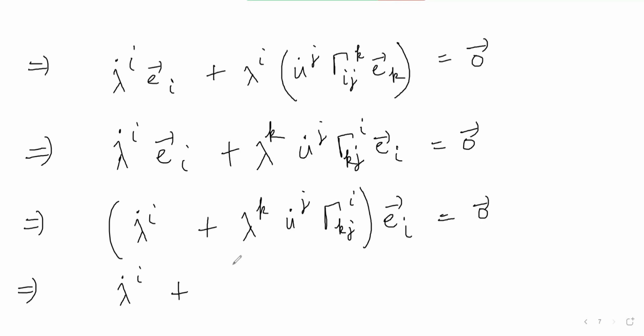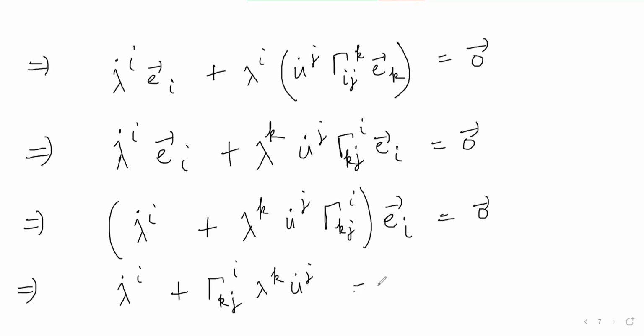Now I'm going to write this in a certain way. I'm going to put the Christoffel symbol first. This is the standard way of writing it. I'm just going to reorder it. I'm going to put the Christoffel symbol first, and then the lambda k, and then the u dot j.